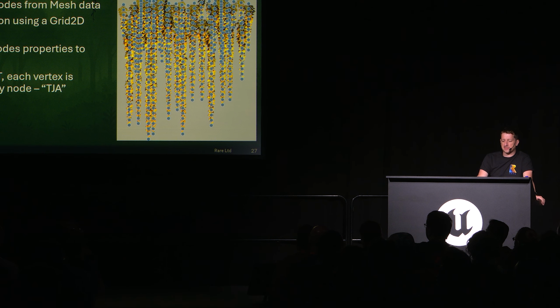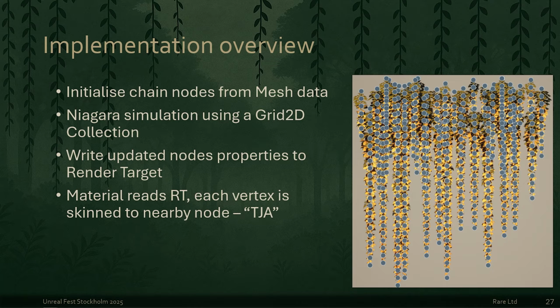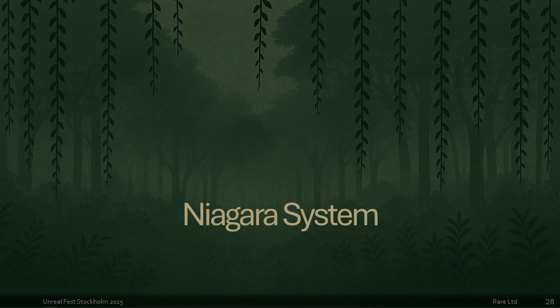We use this technique in a few of our effects and refer to it as textured joint animations, or TJA. And finally, the result of this deformation is then fed into the material's world position offset property. Now let's have a look at the simulation setup in Niagara.